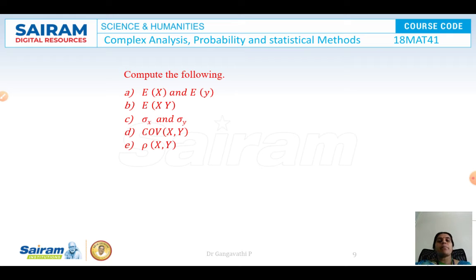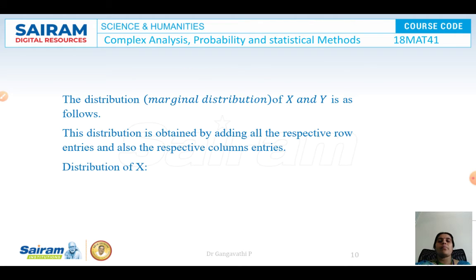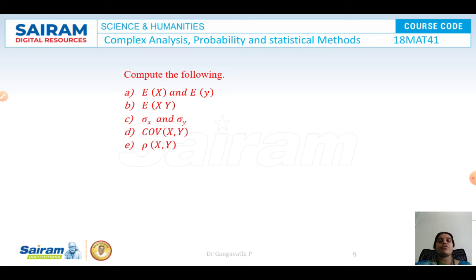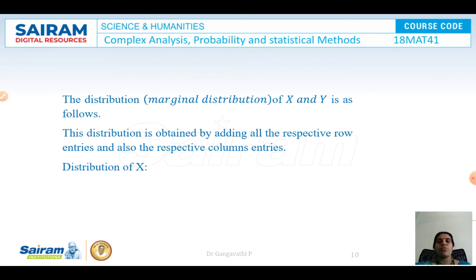What is asked of us to find? It has asked us to compute expectation of x and expectation of y, expectation of xy, sigma x and sigma y, covariance of xy, and the correlation of x and y. So we shall start solving one by one. First, when you look at the question, we have to find E of x and E of y, that is expectation of x and expectation of y.